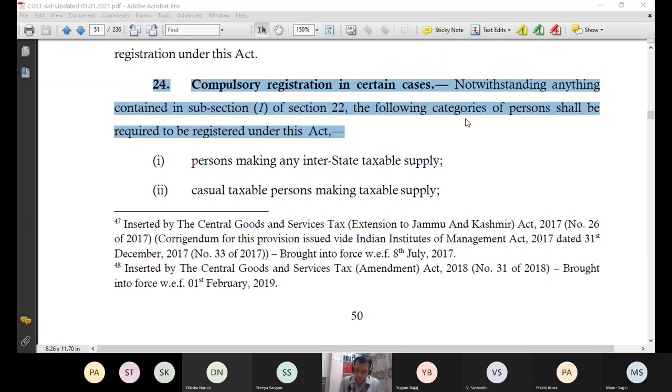Anyone who can try to make an attempt with that: what is the exact difference, what is there in your mind between section 22 and 24? Anyone, please unmute and try to reply.